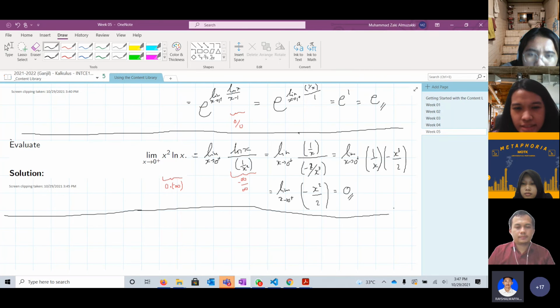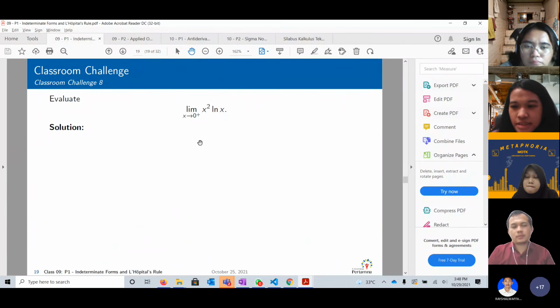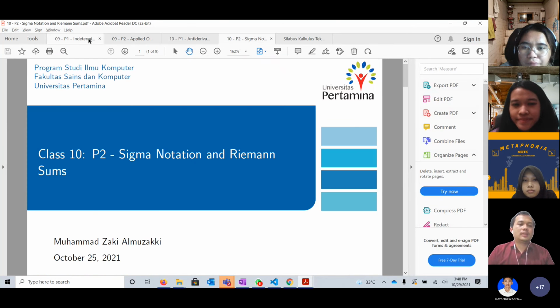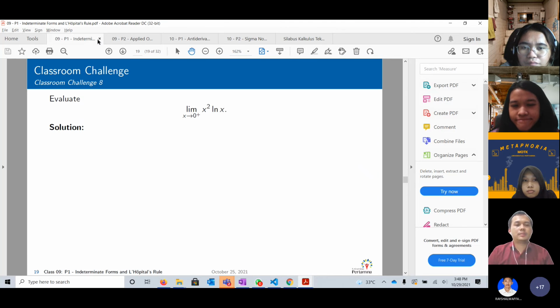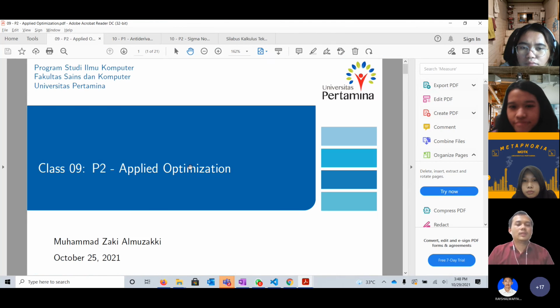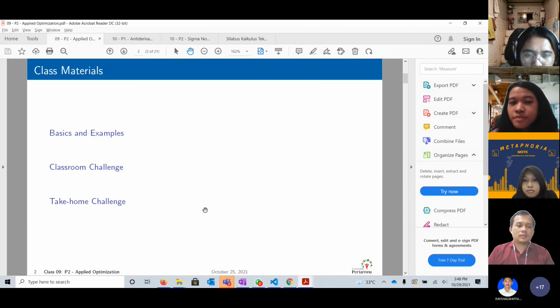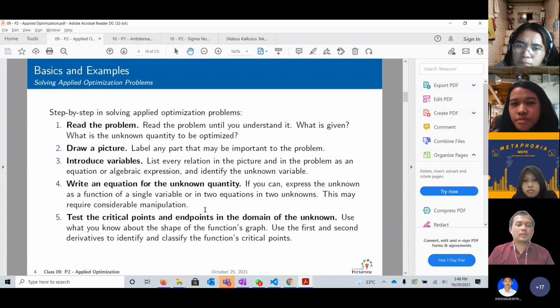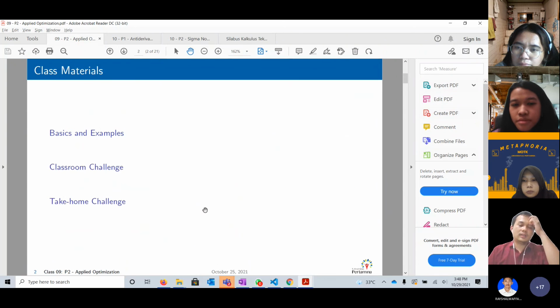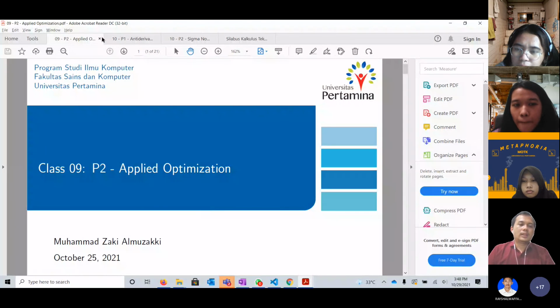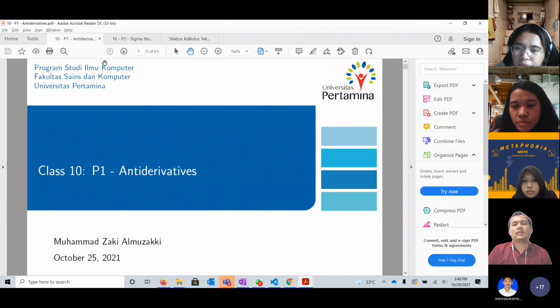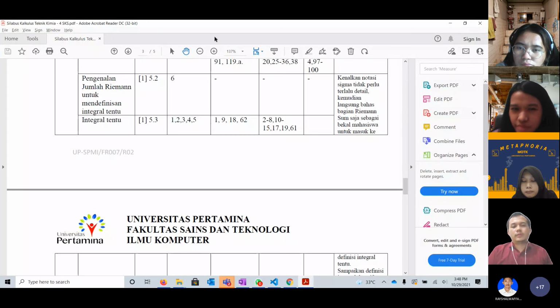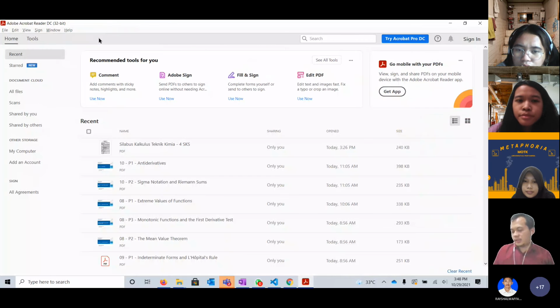I think no, sir. If not, then I think it's time to end this. My plan was up to this slide, but it turns out that we can only finish this first part of class 9. So next week we will start from this applied optimization, just a little bit quick. This only consists of examples which you may need in chemical engineering later, and then after that we focus on integral. So before I end this session, any question?